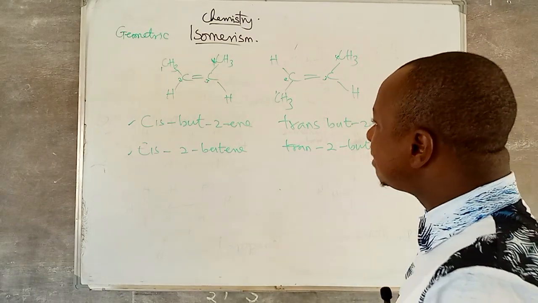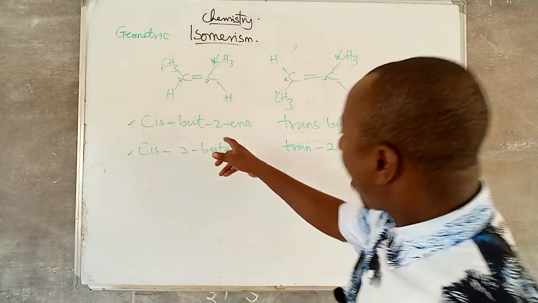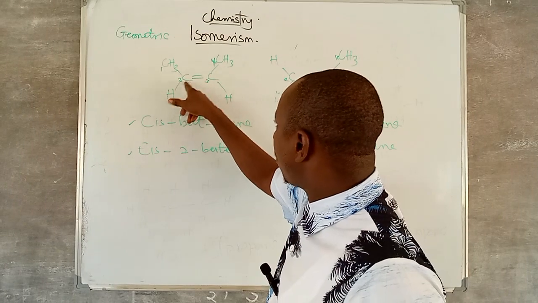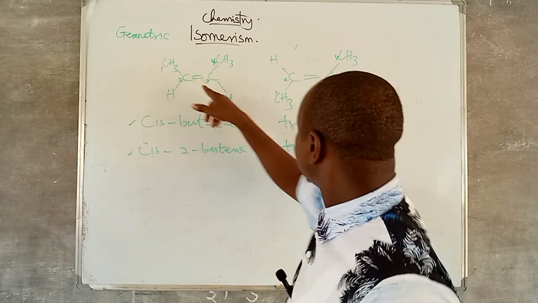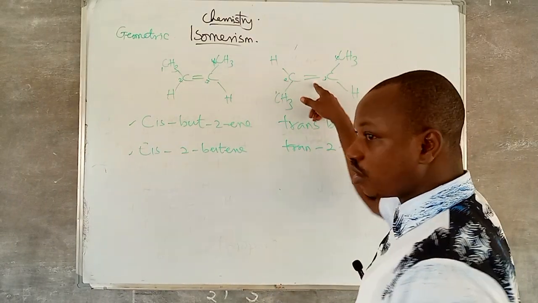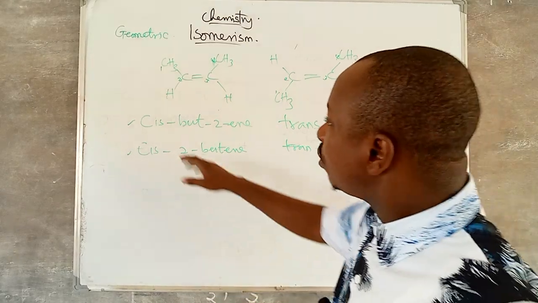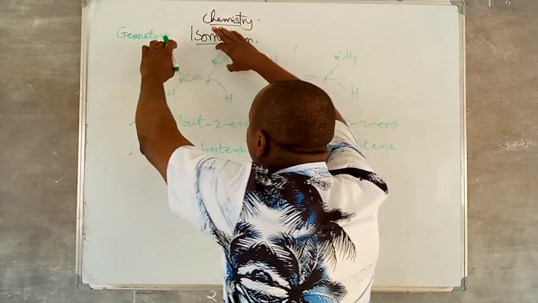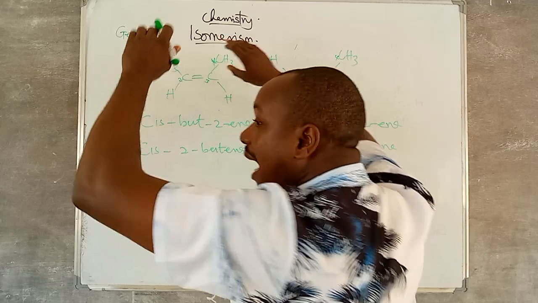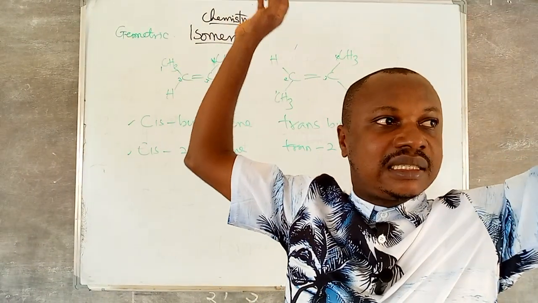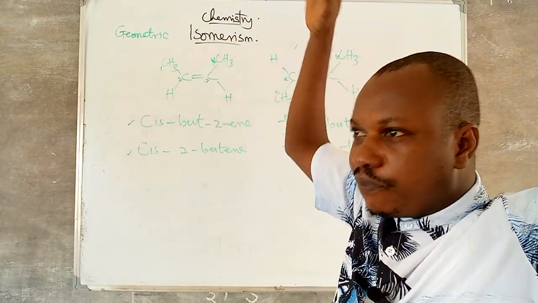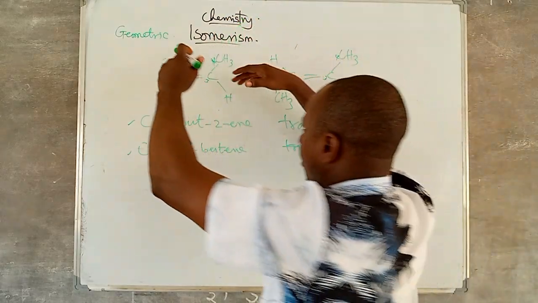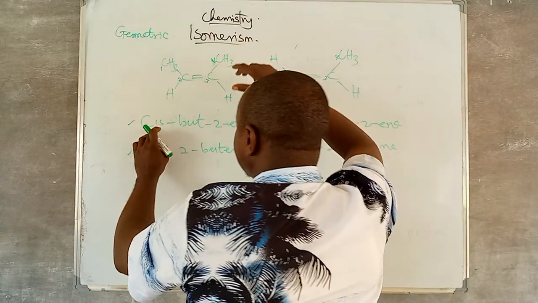So this is cis-but-2-ene. Why 2 here? Because carbon number 2 is the one carrying the functional group. Don't forget, carbon number 2 is the one carrying the functional group. Don't forget what we learned. So cis is because these two groups are at the same face. Let me put it that way. They are facing the same side. That is why it is cis.